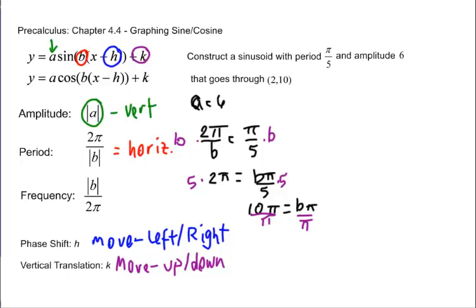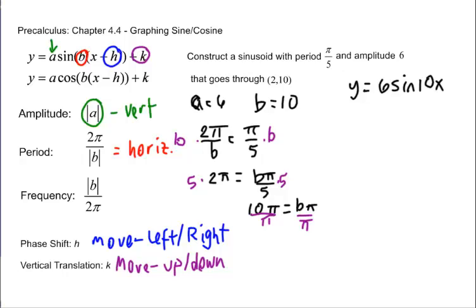And so look, here's A. A is 6. Here's B. B is 10. Okay, so this is good. They told us a sinusoid, so we know this is what we have: y equals 6 times the sine of 10x. We know this for sure. But we've got to figure out if it goes through the point 2, 0, and if it does, we're good. And if it doesn't, we'll have to add or subtract or make a change.